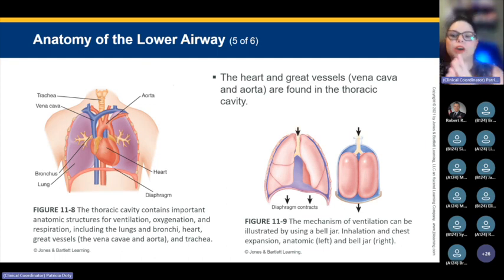Okay, so the heart and great vessels, or the vena cava and the aorta, are also present in the thoracic cavity and are very important for respiration. And you will note very quickly, I want you guys to look at this and tell me what's the difference. What's the difference in the left lung from the right lung? Go ahead and put that in the chat if you can tell me real quick.